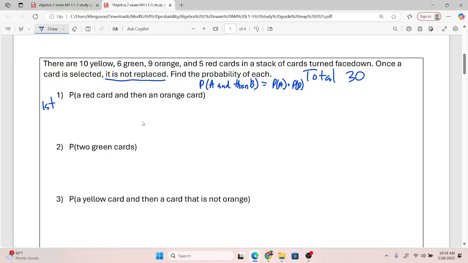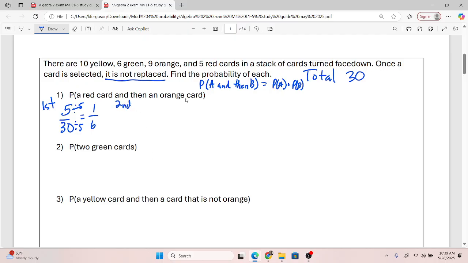So a red card, there's 5 of them. It's 5 out of 30. So that's my first event. Well, I can reduce that. So I'm going to divide the top and the bottom by 5 because the divisibility rules say that if your number ends in 5 or 0, you can divide it by 5. You have to divide by the same number, top and bottom. You can't choose different numbers. So that's 1 over 6.